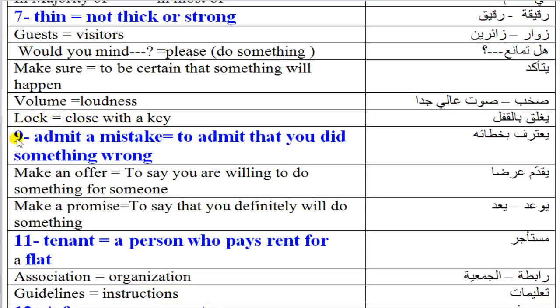Exercise number 9. Admit a mistake, to admit that you did something wrong. Admit a mistake. I can make the T a soft T, with T between two vowels, I and A, and the sound of a.